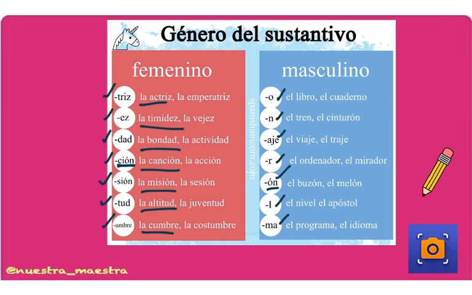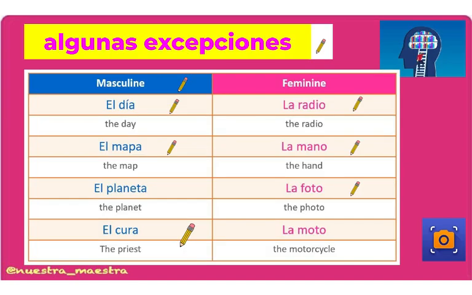Let's note some of the exceptions. Día is an exception you should write down. It ends in a, but it is masculine. Mapa is an exception you should write down. Ends in a, but it is masculine. Planeta, cura. Cura, which refers to the priest. El cura is masculine. Mind you, now, la cura, as in the healing, it would be feminine. So be careful because sometimes the article makes the word completely change in meaning.